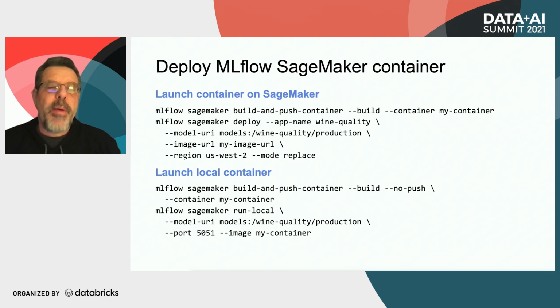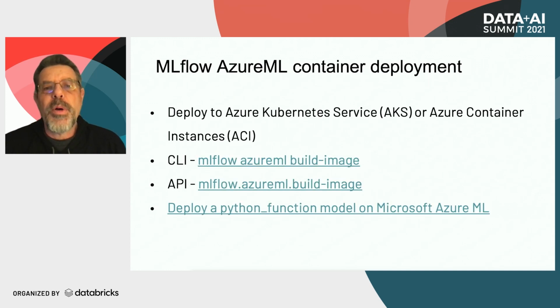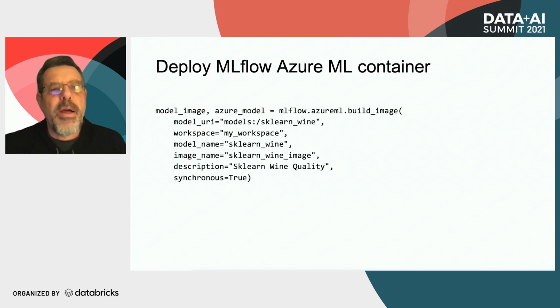So Azure ML also has a very similar CLI. You can either deploy this to Azure Kubernetes Service, which is the preferred mode, or Azure Container Instances. There's links here to both the CLI and the API. So you can either orchestrate this through the Python API or the CLI. And there's an example out here, the last link, that will take you to the actual code and show you how to do that. Here's an example of what an Azure ML image build deployment looks like.